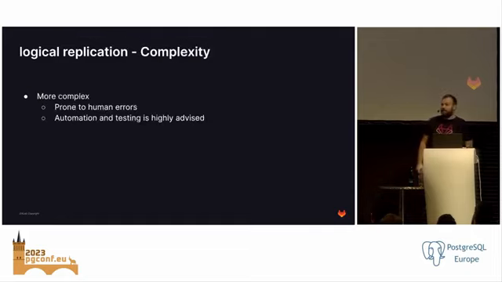Yeah, complexity. Last but not least, complexity. The logical replication method is quite complex. I oversimplified in the first overview, but there are a lot of things that can go wrong. You might have realized that when I explained the sequence problem. So it's quite prone to human error, and it's highly advised to automate all your steps so that you do them reliably and do not introduce new tiny human errors.